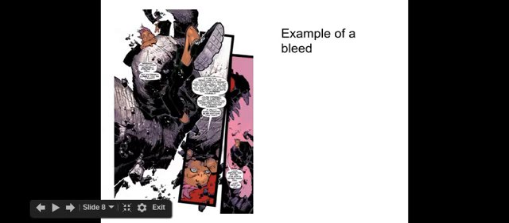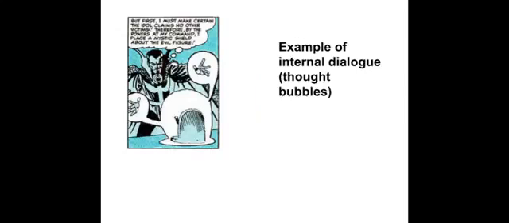So here's an example of a bleed where the image comes through the gutters here, off the panel, and even off the page. You can see if I were reading this, I'd be going from left to right and top to bottom. So I'd read this, this, this, this, this, this, this. That is how I would read this particular page.